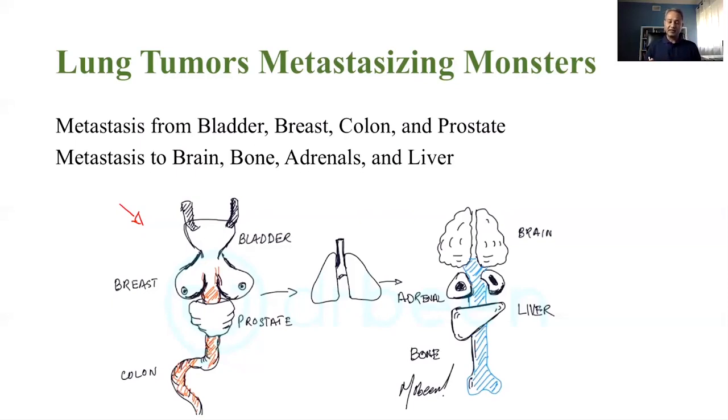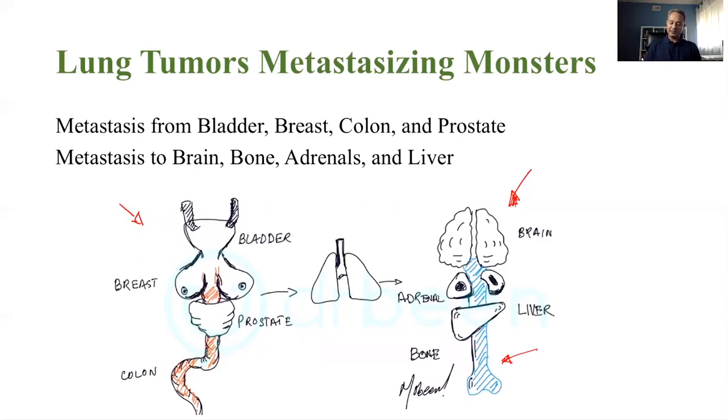Now on the right side, if you see here, this one is a cute monster that has brain for its head, which is better than having a bladder for its head, and the leg and the body are made up of bone, and that is why it is common with the patients who have lung metastasis to the bone. They might have bone aches and fractures.